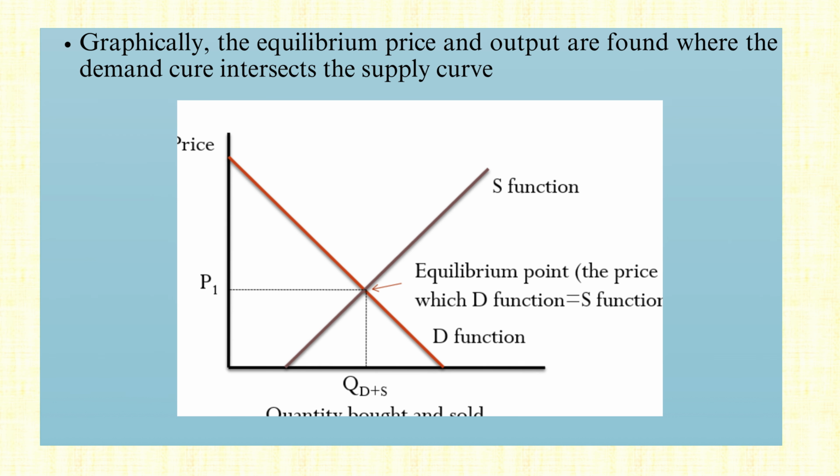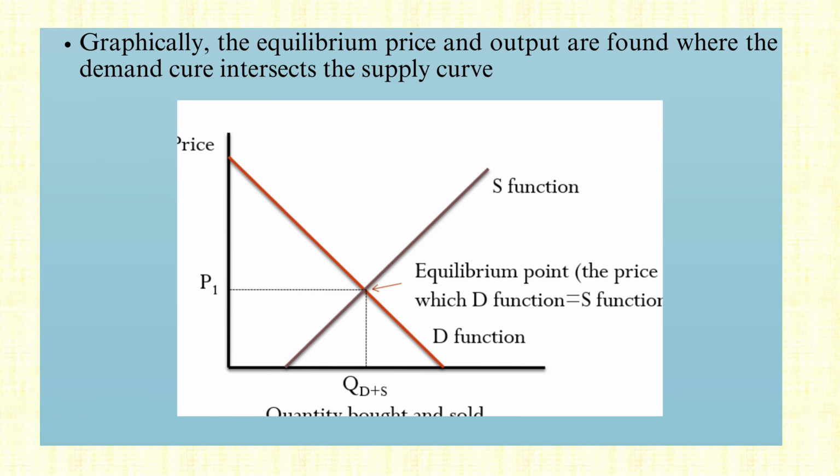Market equilibrium is a crucial concept. It's the point where the demand curve intersects the supply curve. At this point, there's no incentive for producers or consumers to change their behavior because they're both satisfied with the current price and quantity. But here's the thing, equilibrium isn't static. It can change based on various factors.